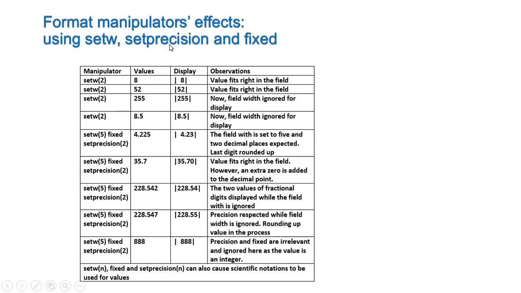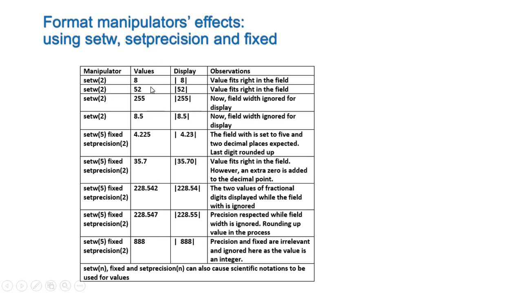Now, formatting manipulators and their effects using setw, setprecision, and fixed. Let's quickly go through this and see how they are displayed on the screen. If we say setw 2 and we enter the value 8, it will be printed this way. Mind you, these vertical bars are just here for illustration. So there will be 1 space, then 8. That means it has 2 boxes. The value fits right in the field.